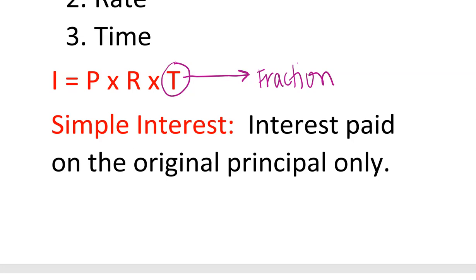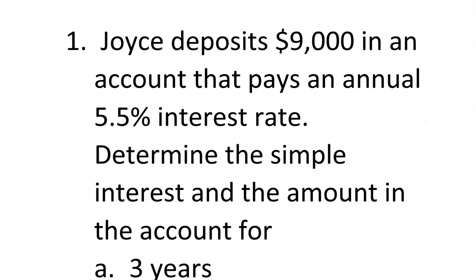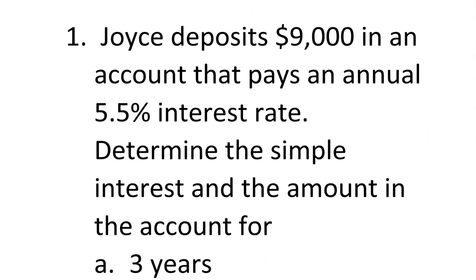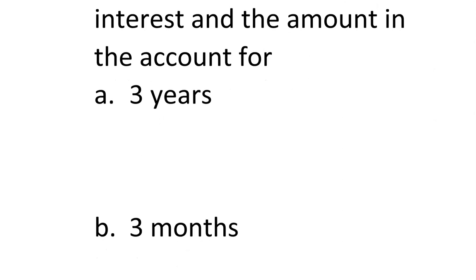Simple interest is interest paid only on the original principal. You do not gain interest on the interest. Example number 1. Joyce deposits $9,000 in an account that pays an annual 5.5% interest rate. Determine the simple interest and the amount in the account for 3 years.